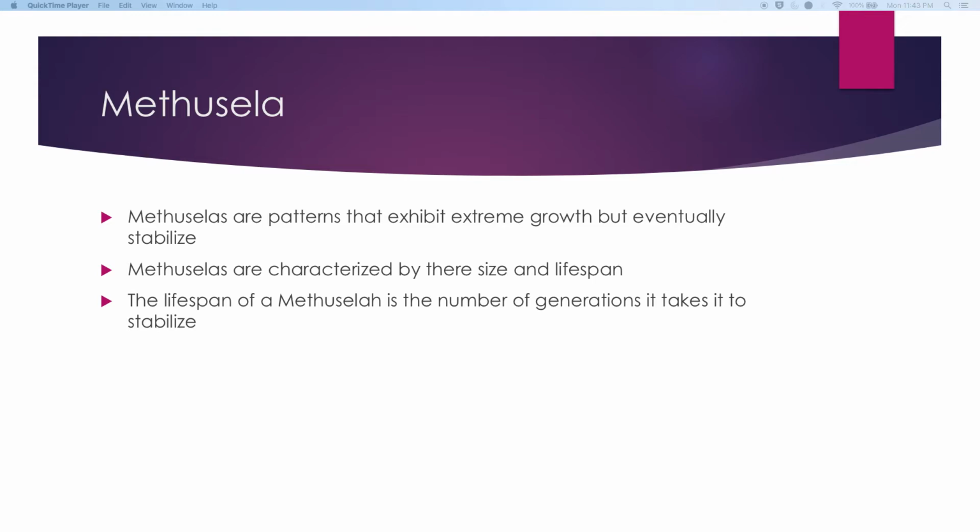Methuselahs are patterns that exhibit extreme growth and nascently appear to be unbounded, but eventually stabilize after many generations. Methuselahs are characterized by their size and lifespan. The lifespan of a Methuselah is the number of generations it takes to stabilize.